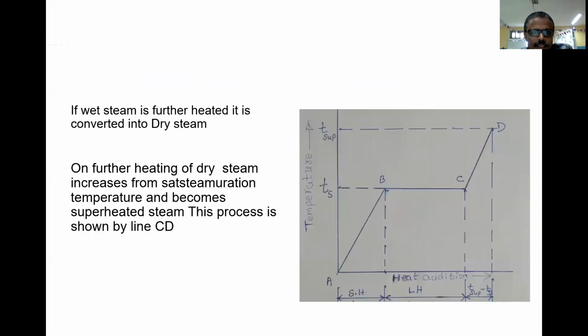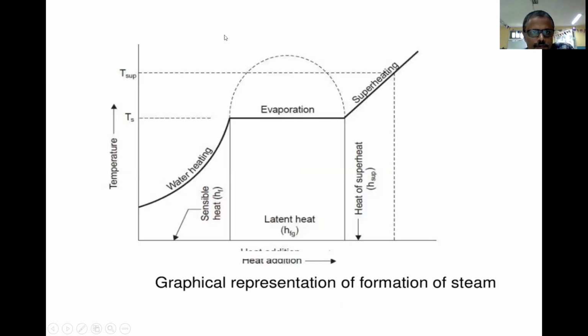You can see that here in this diagram, temperature is constant. That is why it is called hidden heat. Temperature doesn't increase here during this stage, and here also. You can say during evaporation, temperature does not change. It remains constant. Therefore, it is latent or hidden heat.